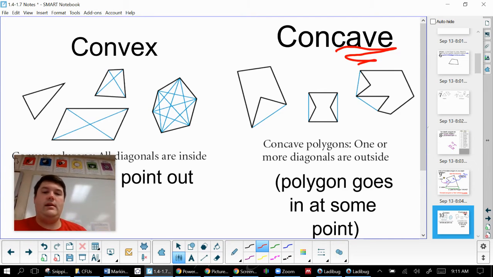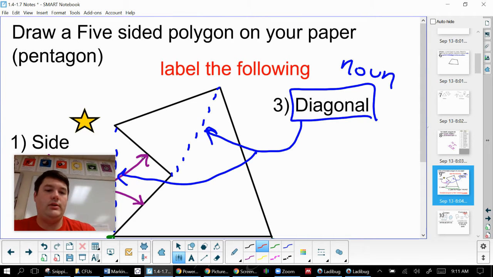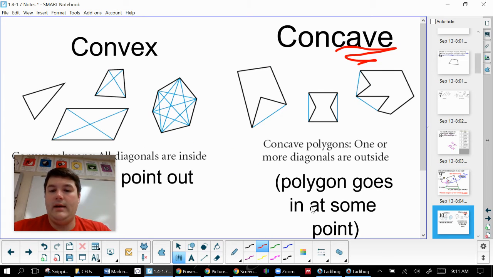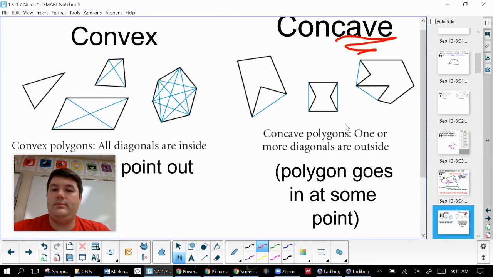Cave is the key there. If you think about this shape right here, imagine a little cave person hanging out in that little cave. That's how we know it's concave. The polygon goes in at some point. So you see how you got like a little back in and then back out.